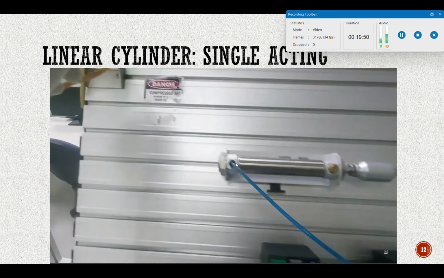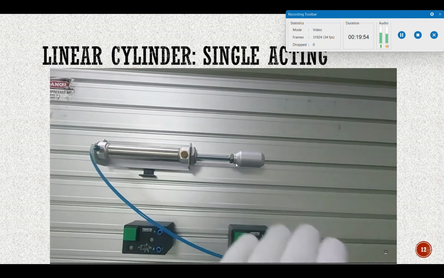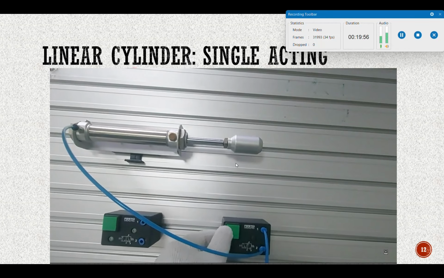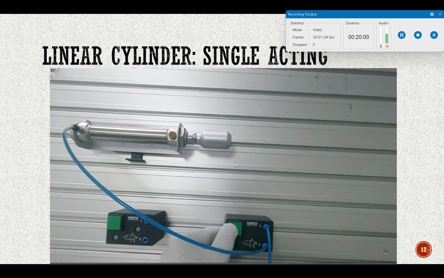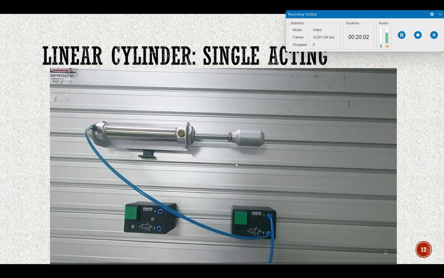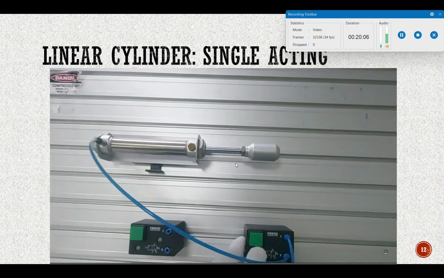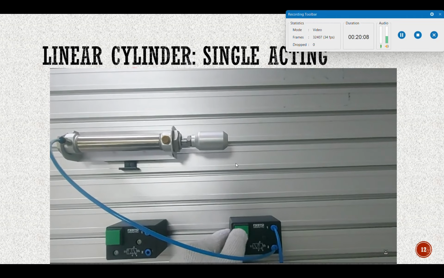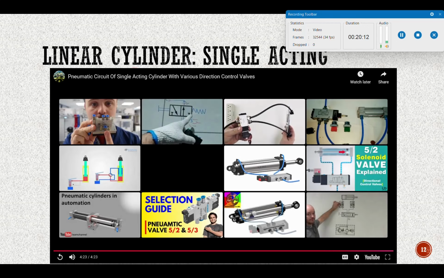So what will happen if you open it? You see, immediately the piston extends, it moves automatically. When you press the button, the piston will come back. So it is opposite, it is normally open. So 1 is supplied to 2, it will work immediately, and once you cut off the supply, it will retract.